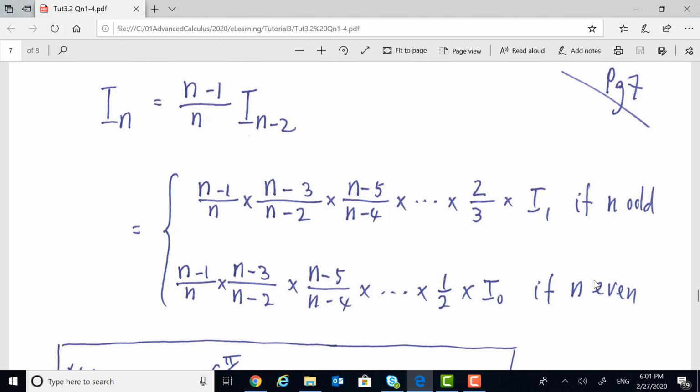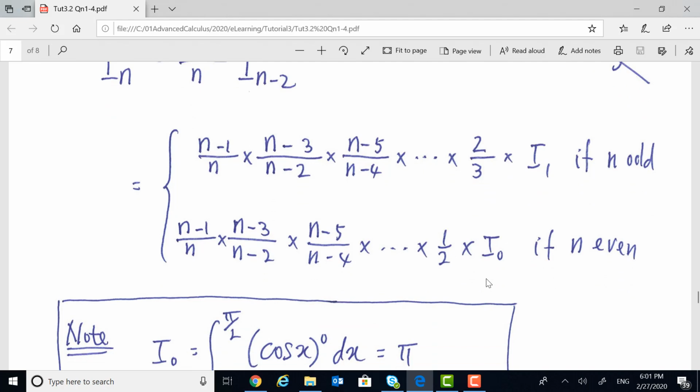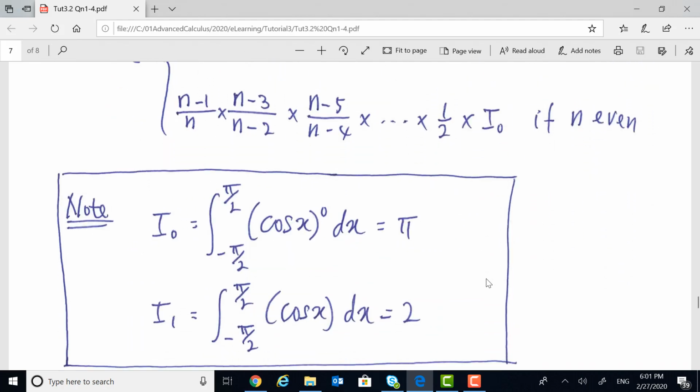Alright? Then you want to note about I1 and I0. What is I1 equal to? I0 means you have cos x to the power of 0. So I0 means this. Cos x to the power 0 is actually 1. So to integrate 1 dx for this limit, you will end up with just pi.